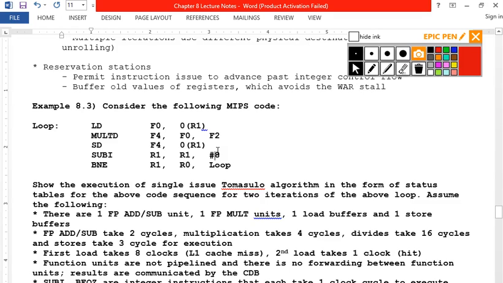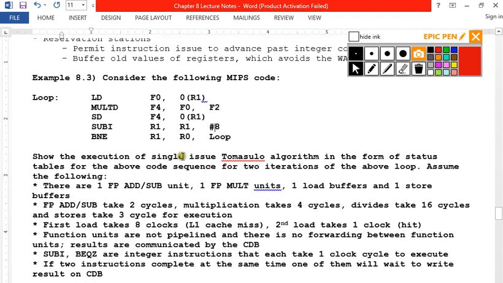So this part here is where Tomasulo's algorithm becomes important in understanding the nuances of this part of the problem. Show the execution of a single issue Tomasulo algorithm. That means we're issuing them in order, in the form of the status tables for 2 iterations of the above loop. So here's what's going to happen.